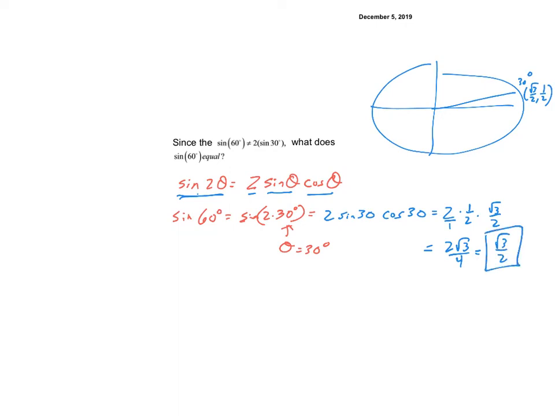We already knew what the sine of 60 was though. We could have just looked it up on the unit circle here. It was 1/2, square root of 3 over 2. So the sine of 60, we already knew was the square root of 3 over 2. But we can show that it's also equal using our double angle formula.